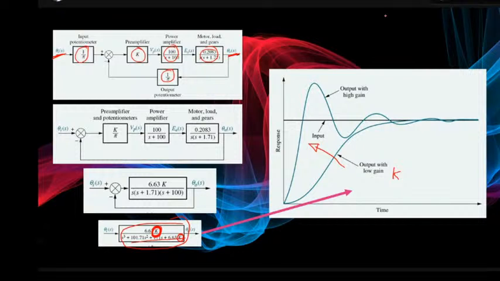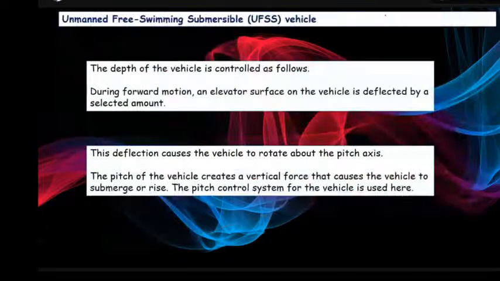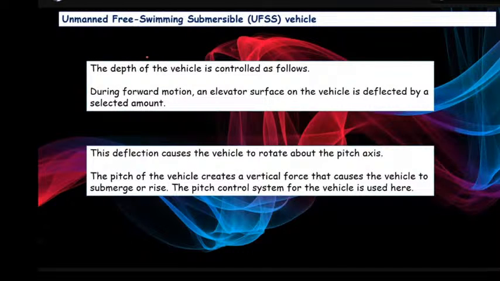Okay. So here I will highlight one more example. This is a submersible vehicle. Submersible vehicle means you are taking it into the water, in the sea water or somewhere, and you want to do some operations out there.